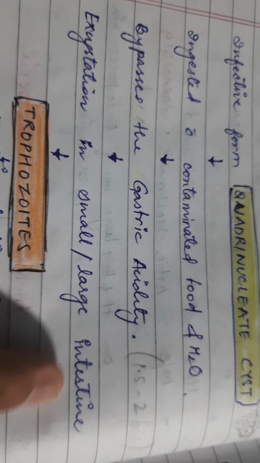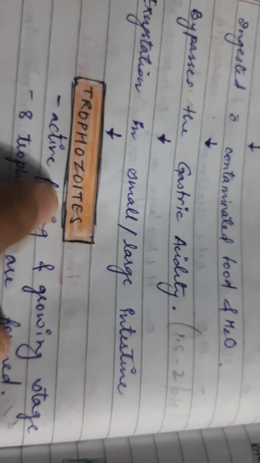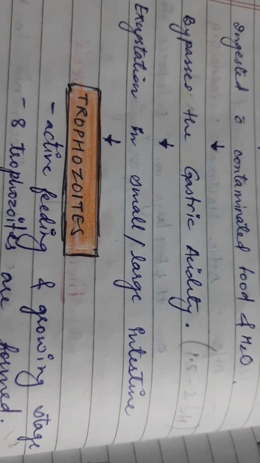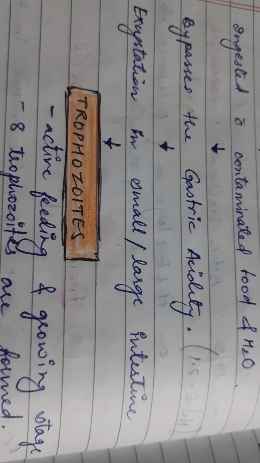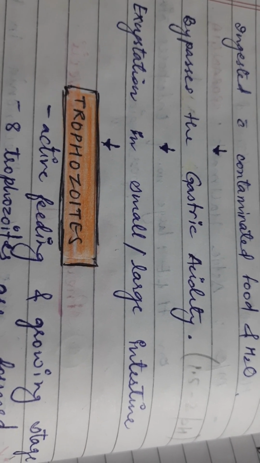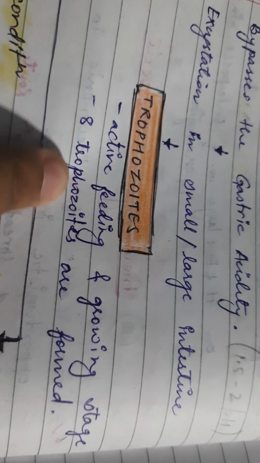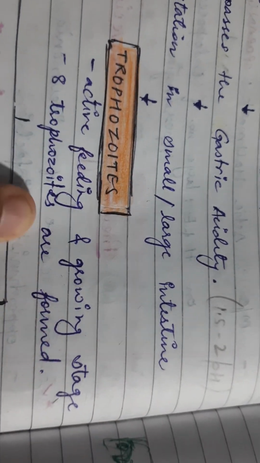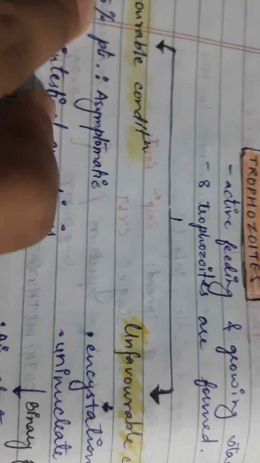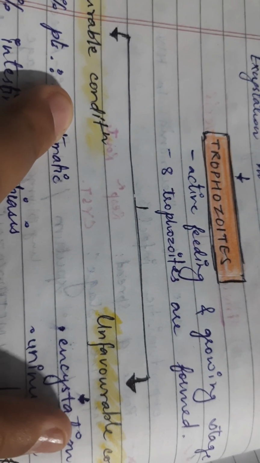And then excystation in the small or large intestine is done. Excystation means the cyst will break open and go outside. The spores that come out are called trophozoites, which are the active feeding and growing stage. Eight trophozoites are formed, which is an infective state, in favorable conditions and in unfavorable conditions.